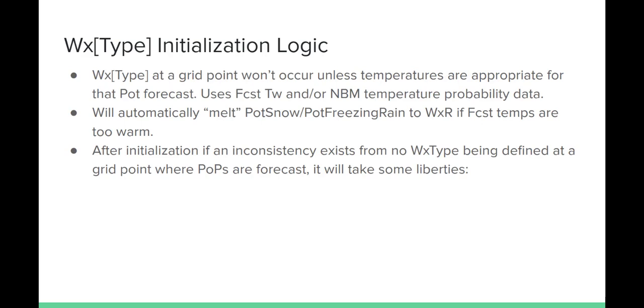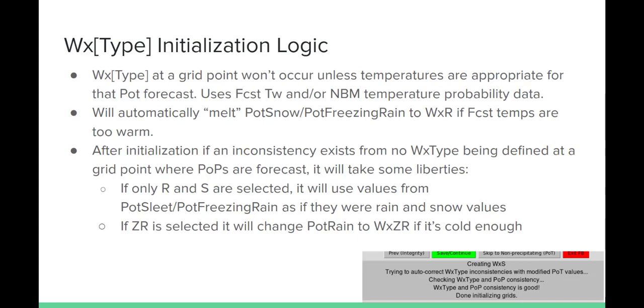After initialization, if an inconsistency exists from no weather type being defined at a grid point where pops are forecast, it will try to initialize again. You'll see this message about auto-correcting weather type inconsistencies with modified pot values. If only rain and snow are selected for initialization, it will use values from the pot sleet and pot freezing rain as if they were all rain and snow values. If ZR is selected, it will change pot rain to WXZR if it's cold enough. Testing in various patterns and regimes has found that forecasters like this logic, as the issues it's correcting are usually random and rogue grid points where the NBM precipitation type is essentially a noisy forecast.